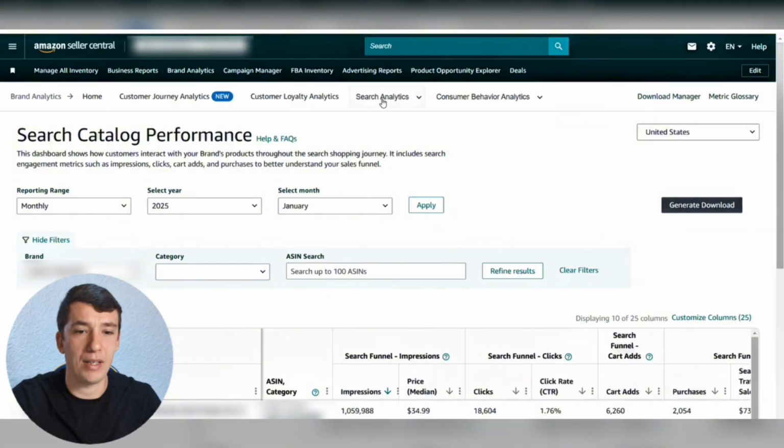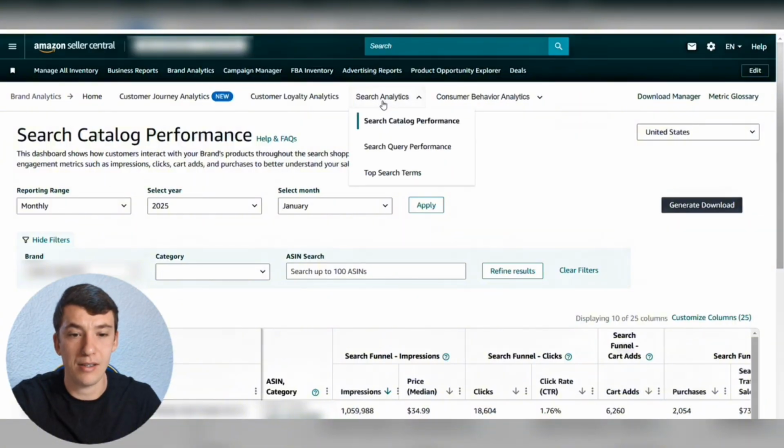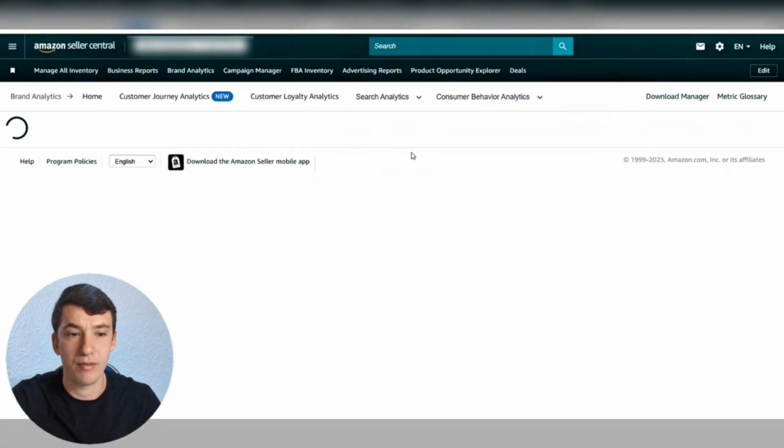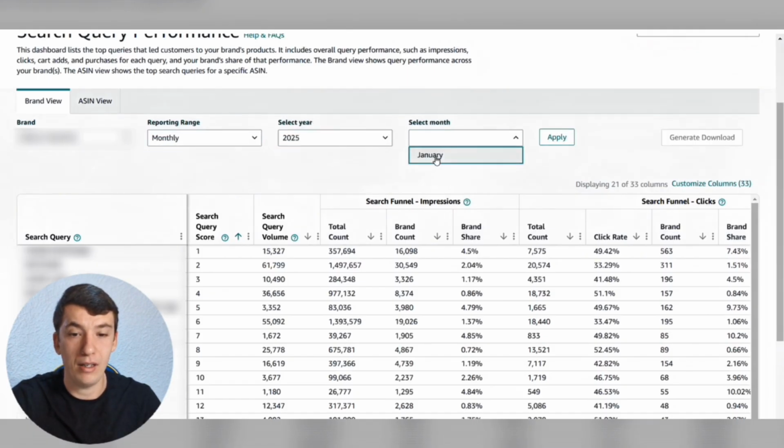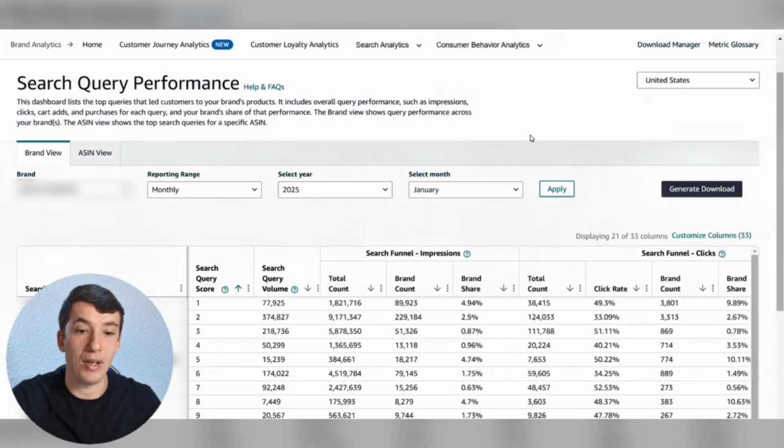So tool number 2, Brand Analytics. In Brand Analytics, we can click on Search Analytics. We can click on Search Query Performance. Make sure you have your own brand here. We can do it also by ASIN. I like to do it monthly and not weekly to get better and more accurate data.